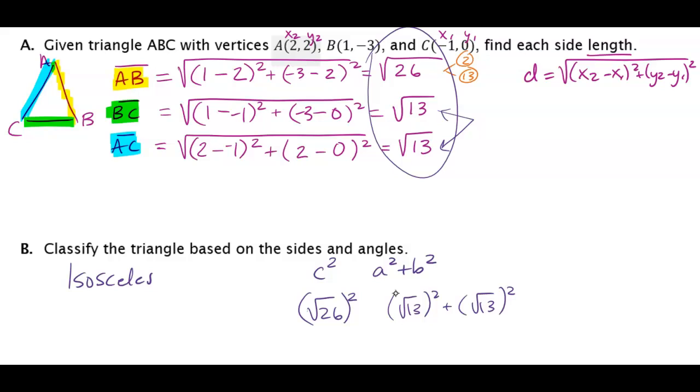When you square a square root, they cancel each other out. So this leaves me with just 26 and then 13 plus 13. 13 plus 13 is 26. So that means these two things are equal. And when you get that the two things are equal, that means it's a right triangle. So I know that based on its sides, it's isosceles, and then based on its angles, it's a right triangle.